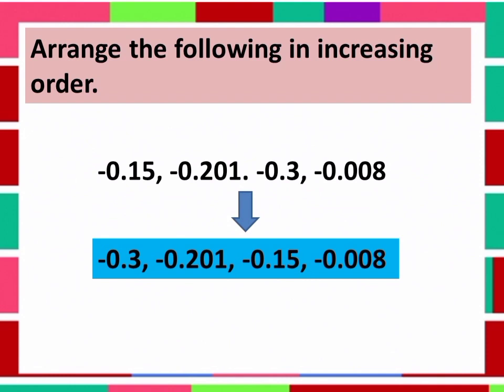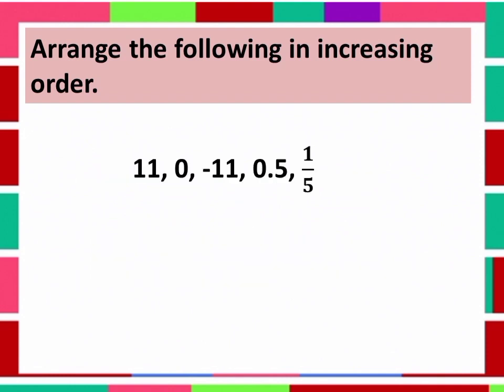Okay? Next. Now, how about if we have this one? 11, 0, negative 11, 0.5, and 1/5 or 1/5. Paano natin to mai-arrange? Halo-halo na siya. So, first, yung fraction muna, gawin natin siyang decimal point para alam natin kung ano ba yung value niya. So, 1/5 is equal to 0.2. So, palitan natin yung 1/5 ng 0.2. Pero 1/5 pa rin siya pag nilagay natin sa sagot, ha.